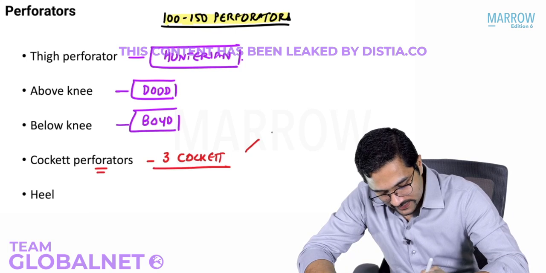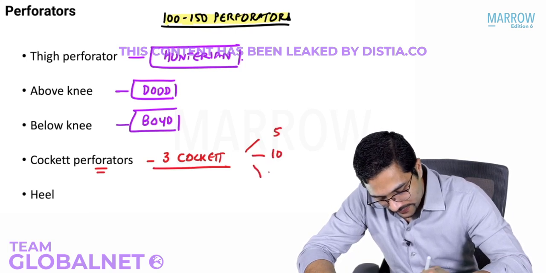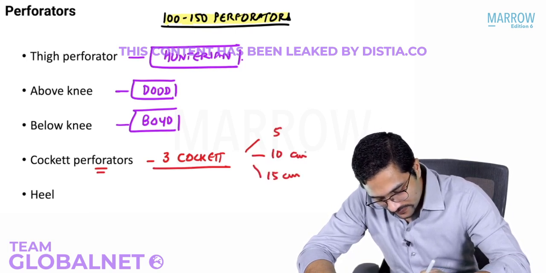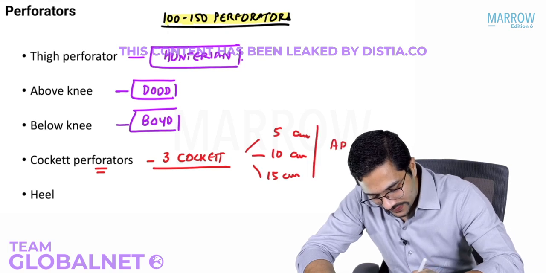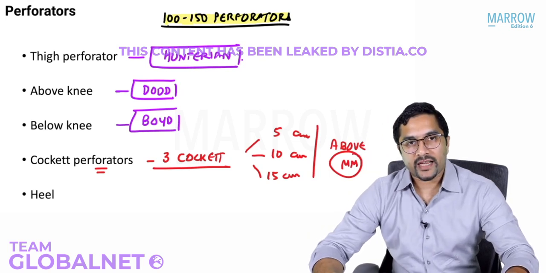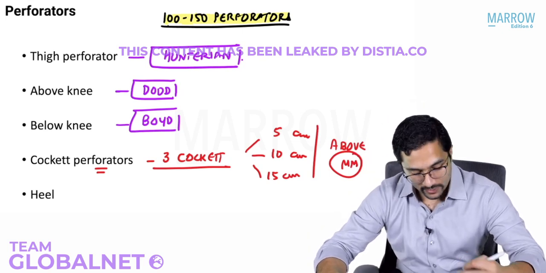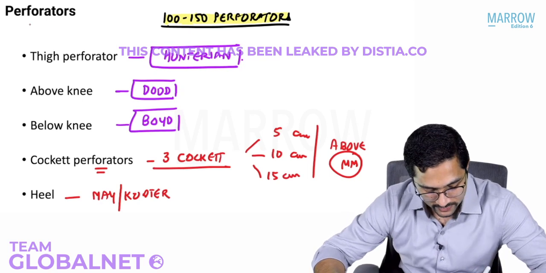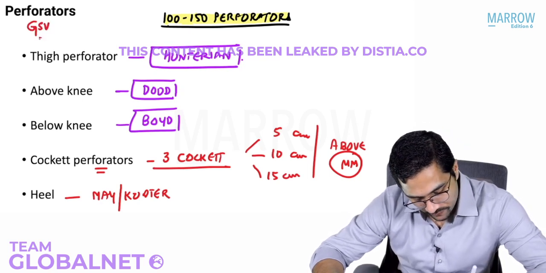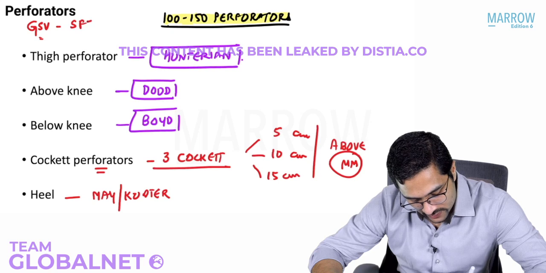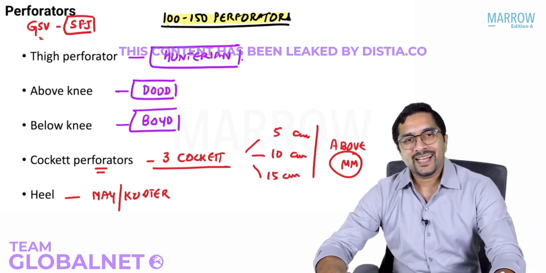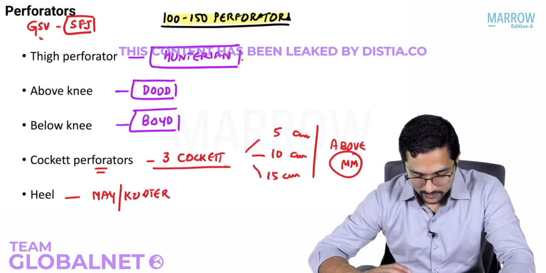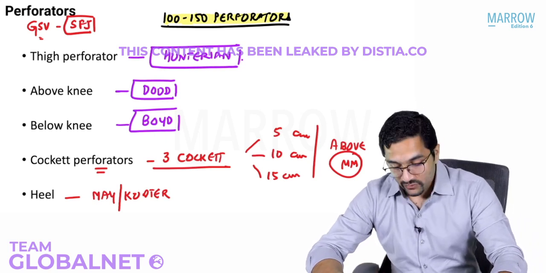These Cockett perforators are situated 5, 10 and 15 centimeters above the medial malleolus. And at the level of the heel, you have the May or the Kuster perforator. So these are the named perforators, and you should know the great saphenous vein and the SFJ, the saphenofemoral junction, is the largest perforator in the body. So this was regarding the perforators as well.